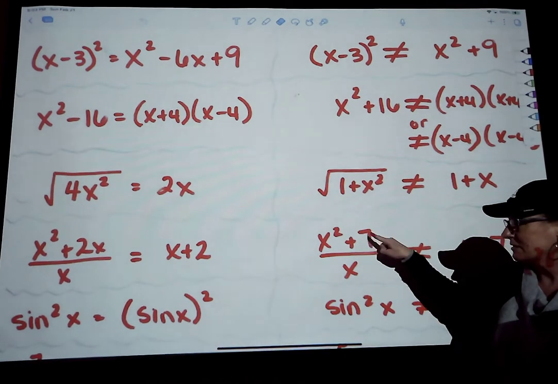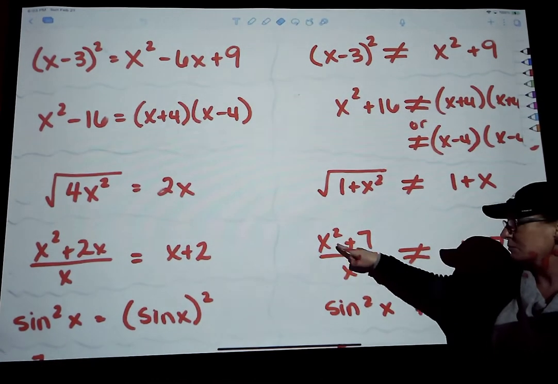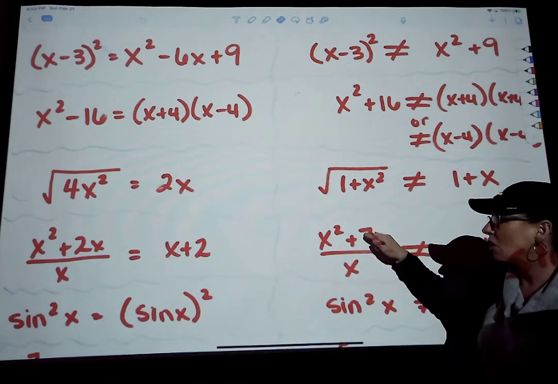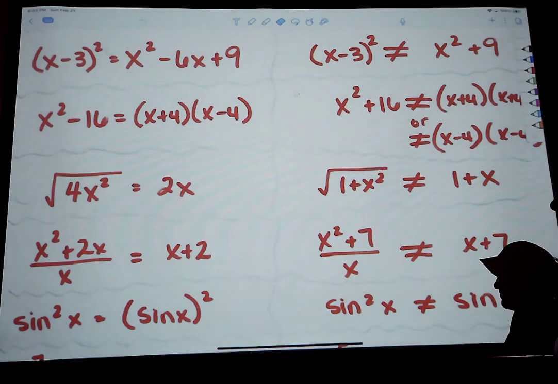This term has an x. This term does not have an x. I cannot cancel out this x with this. They have to all have an x before you can cancel. This is completely illegal. The 7 didn't have an x to begin with.